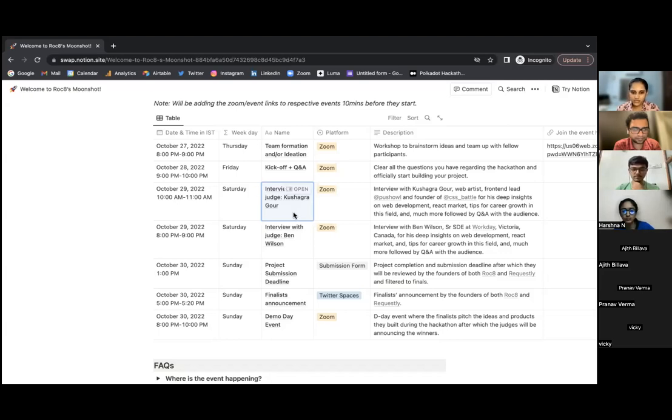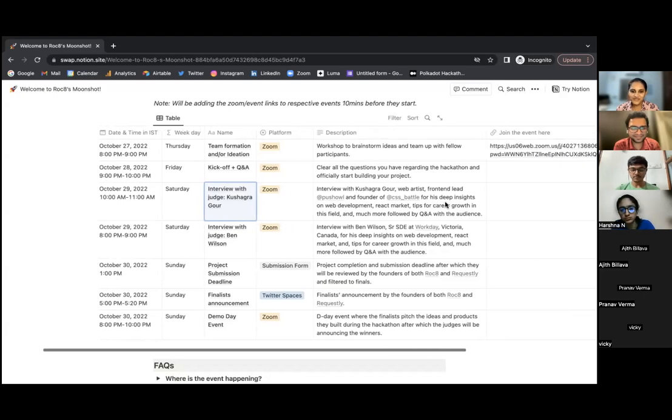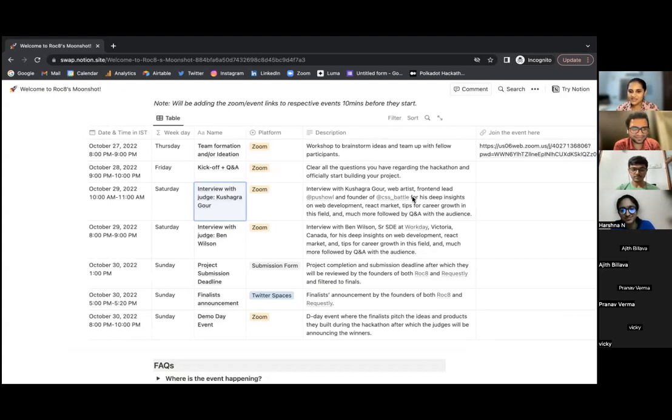These are our judges, Kushagra and Ben Wilson. He is from Workday, and I think most people know him. He is a really well-known person in this area, and he has built CSS Battle himself, and he also works as a front-end lead at Push. We have interviews with them, and you can directly talk to them during the Q&A session.